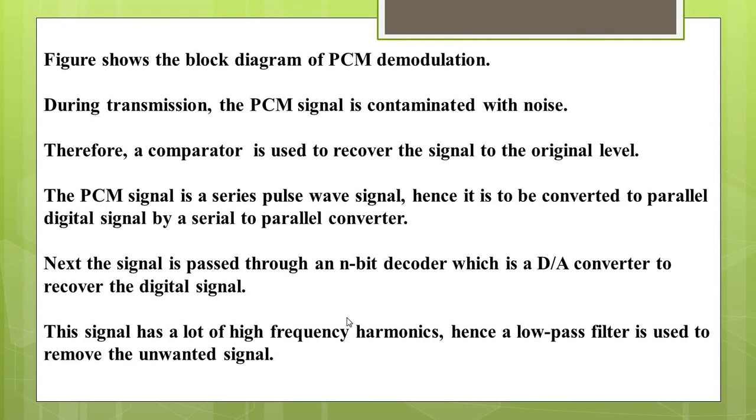So this output is passed through a low pass filter to remove the unwanted signal, which is the noise. At the output of the low pass filter, we have the original analog signal, which was the input to the PCM modulator. So this is all about PCM modulation and demodulation.